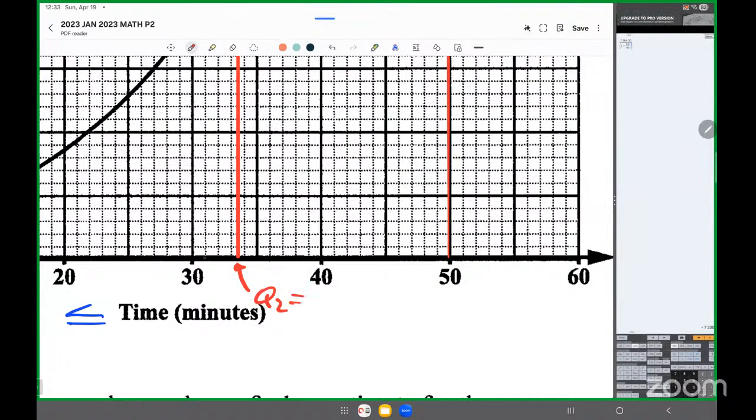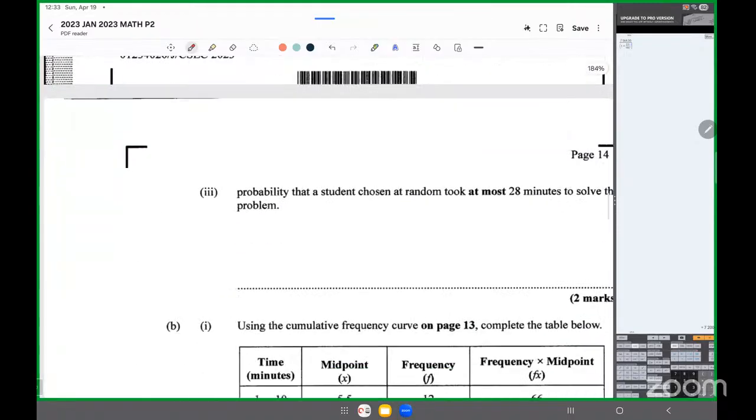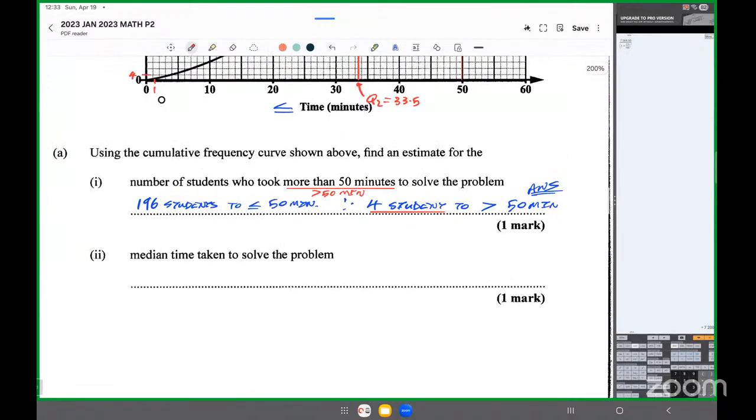Each of these is 1, right? That's 31, 32, 33 and a half. 33.5 minutes. Q2 is 33.5. So based on the graph, I'm going to write 33.5. So Q2, the median, is 33.5 minutes. Are you good? Simple as that.